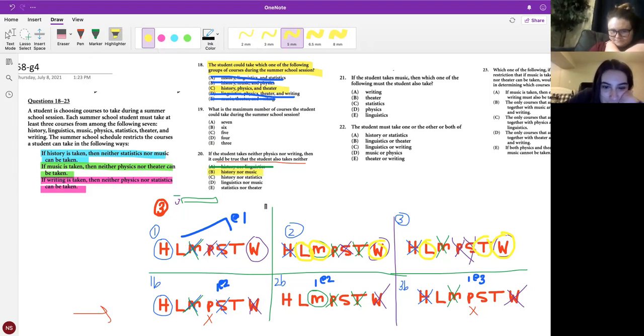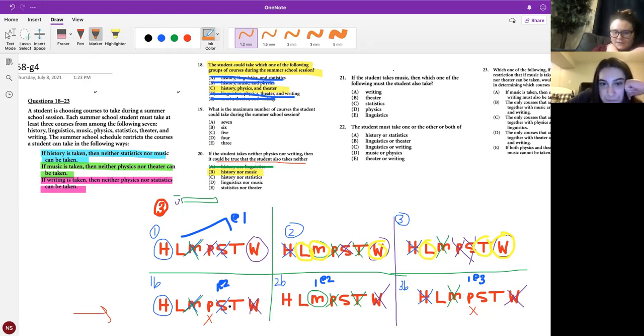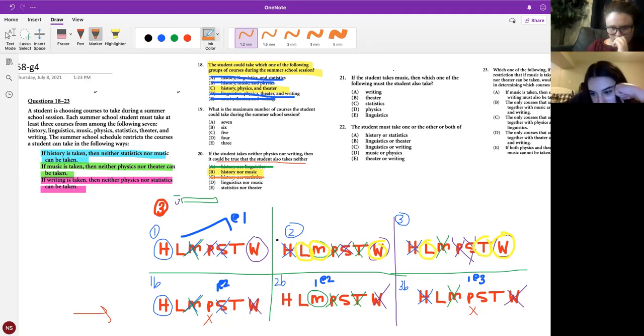But what about C? It wouldn't work because in 3B, if we crossed off statistics too, then we only have L and T. And I'm checking the other ones. History we have on, and here it doesn't work in 2B either. All right, what about D? Linguistics and music wouldn't work in 3 because we'd only have S and T. And then E? Same thing in 3 as well, and in 2.